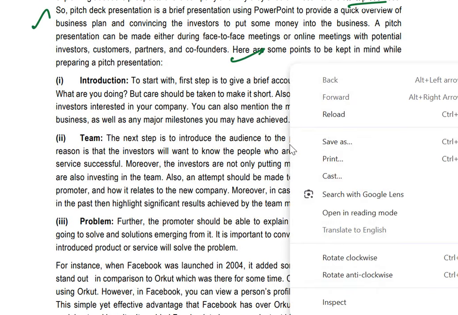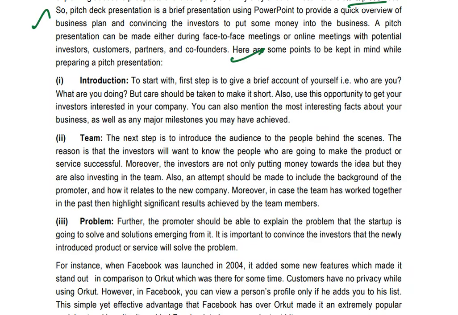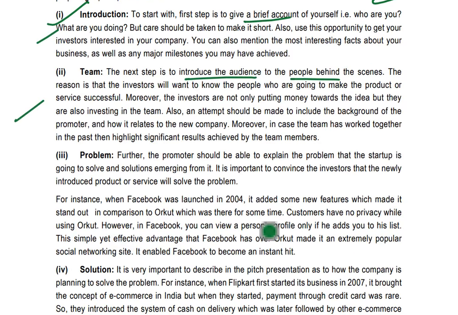So, here, introduction: to start with, you are going to give a brief account of yourself. Who are you, what are you doing? Team: you have to introduce to the audience the team behind, okay, who have helped you. Not only yourself. Investors not only put the money towards the idea but also they are investing in your team, so you have to introduce your team.